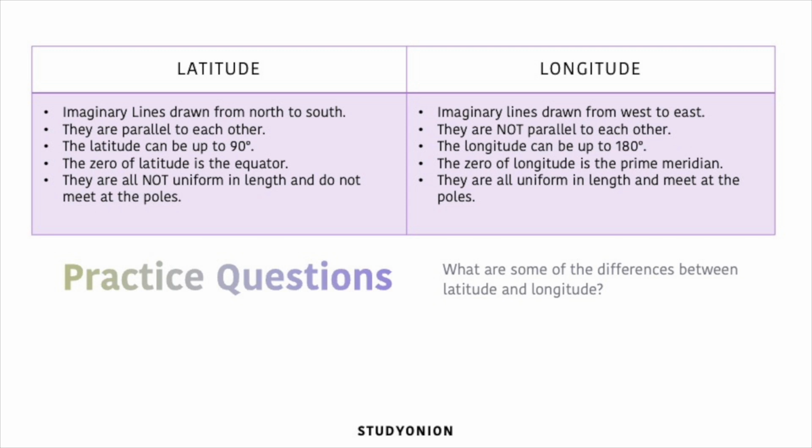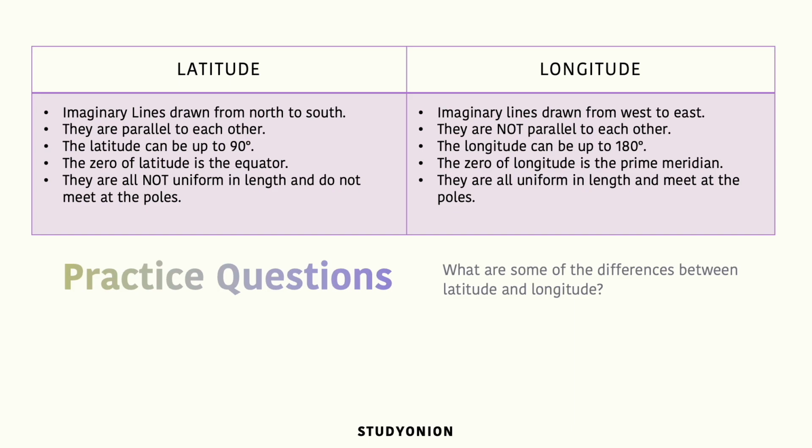Now, in terms of longitude, longitude is imaginary lines which are drawn from the north to the south, and they are not parallel to each other. They all meet at the North and the South Poles. The longitude can be up to 180 degrees, so 180 degrees west or 180 degrees east. The zero of longitude is the prime meridian, and they are all uniform in length and meet at the poles.